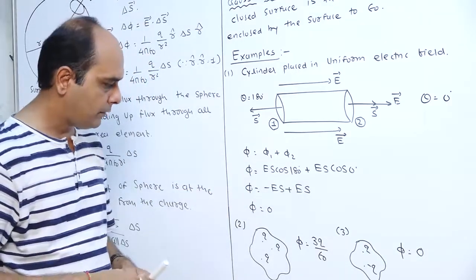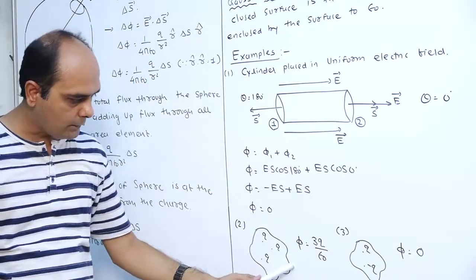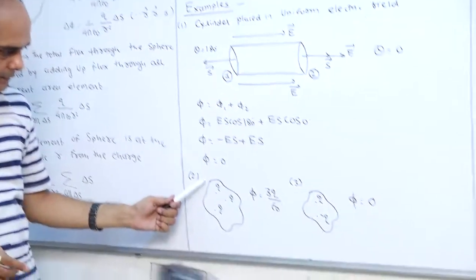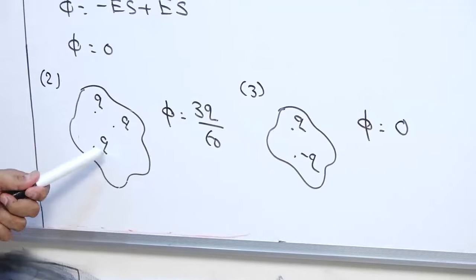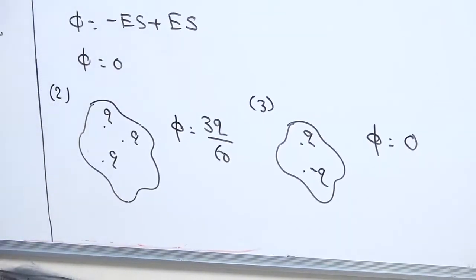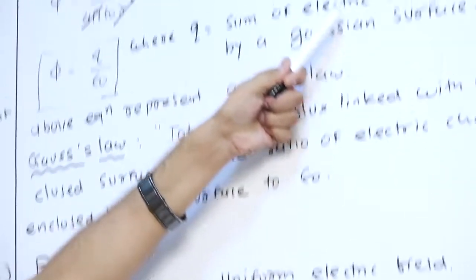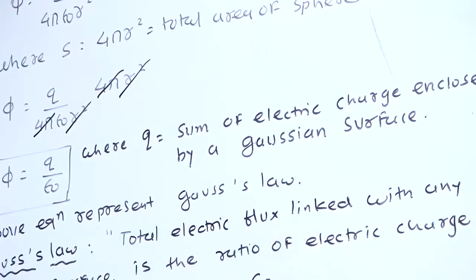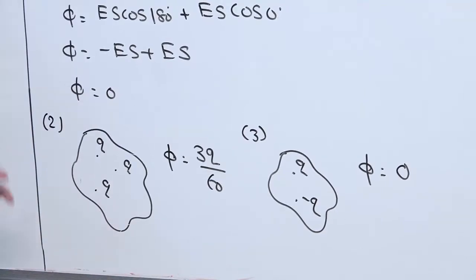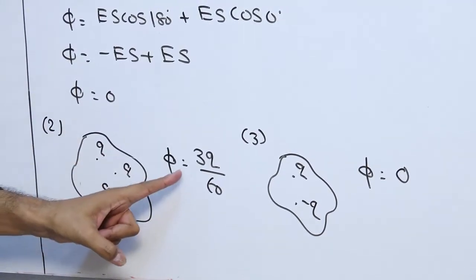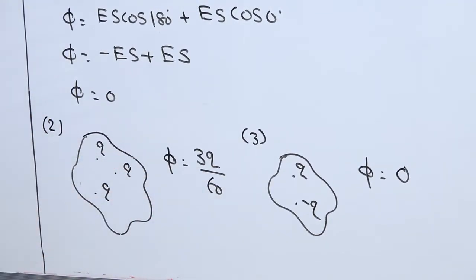Another example. This is our closed Gaussian surface. How many charges are enclosed by it? Total 3 charges are enclosed by it. Here Q means the sum of the electric charges enclosed by the Gaussian surface, the total number of charges. Total 3 charges. So by that simple equation, flux phi is 3q by epsilon 0.